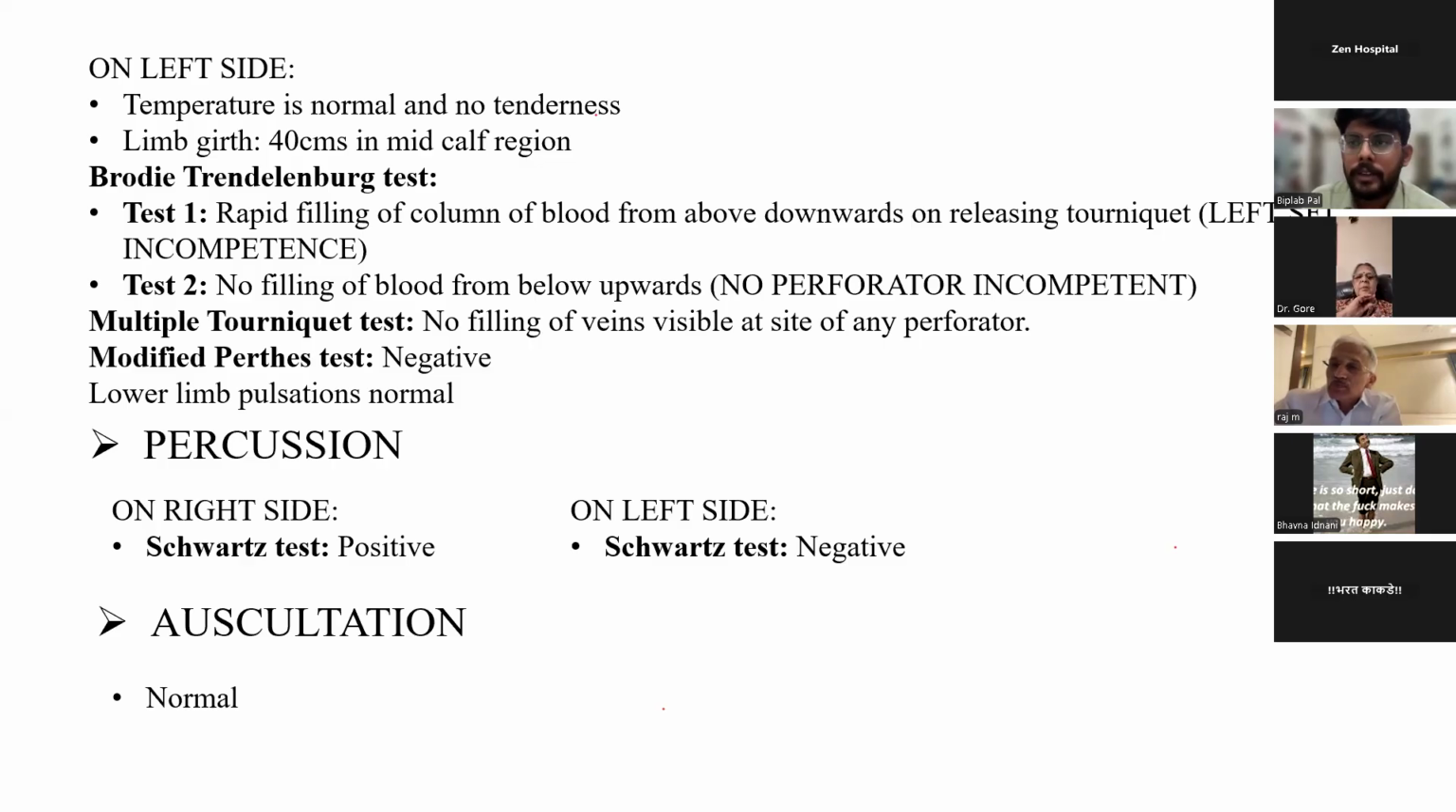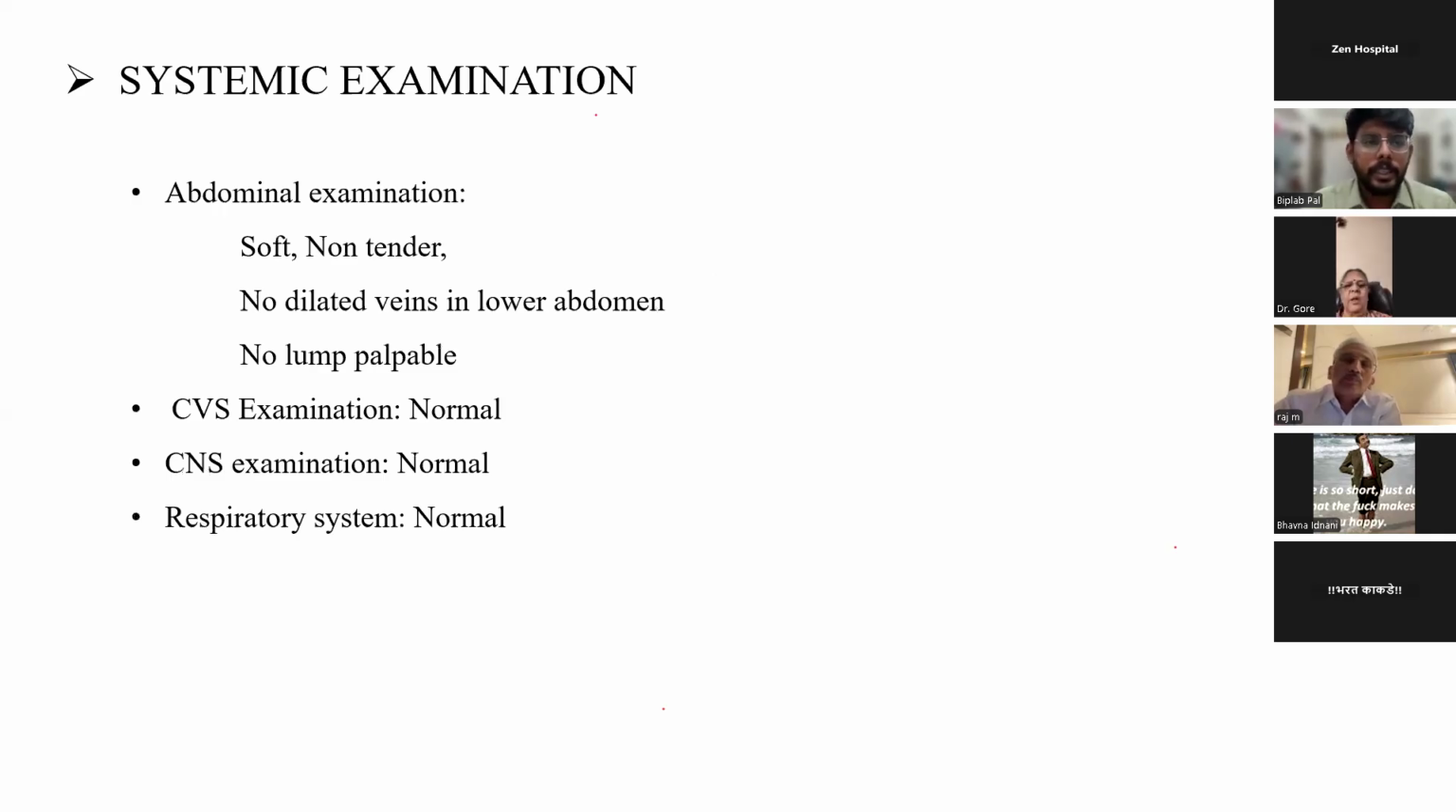Ma'am, should I discuss the left leg? No, just the systemic examination. On abdominal examination, it is soft, non-tender, no dilated veins in lower abdomen, no lump palpable. On CVS examination is normal, CNS examination normal, respiratory system is also normal.